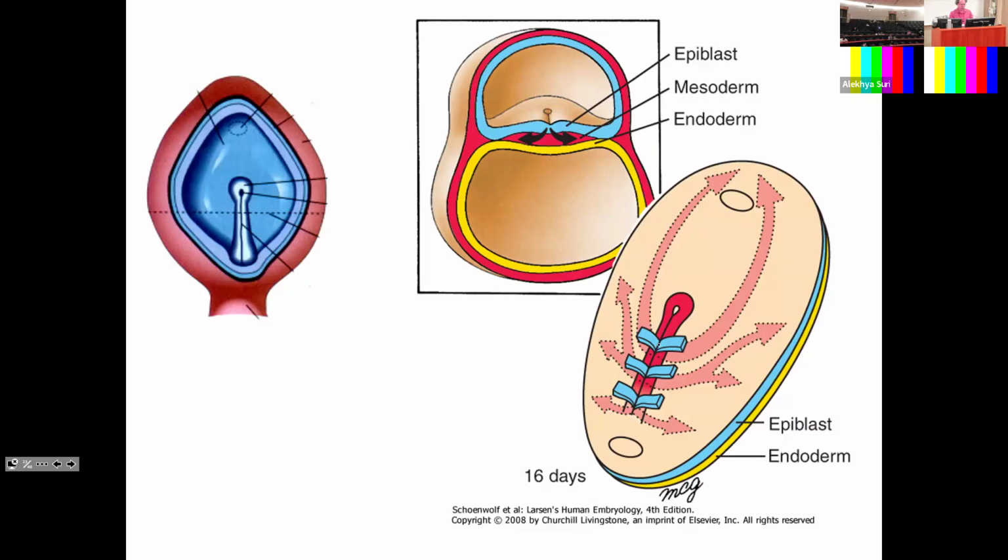And there's another view in which you can appreciate the primitive streak that is regressing, and yet you have the mesodermal cells that come underneath and occupy all this void or empty space and will form the mesenchymal cells or the mesoderm, and the names can be interchanged.